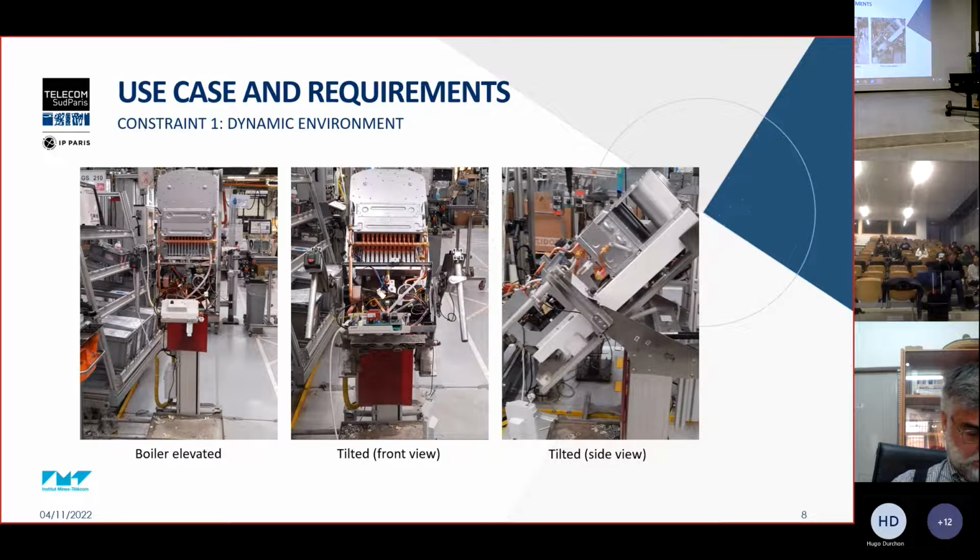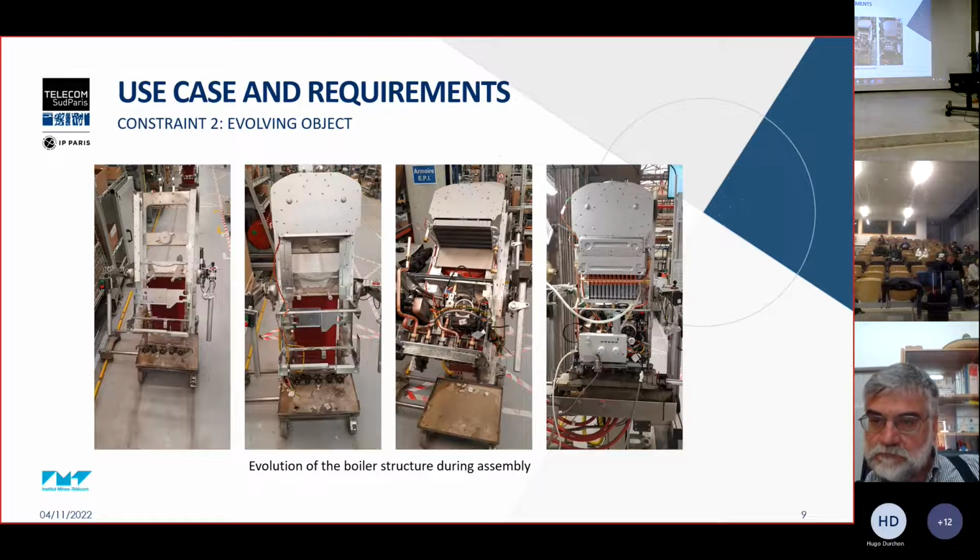So when we want to place virtual content around the boiler, when the boiler is tilted today, the virtual content will not follow the boiler. So it's an issue for the user experience. A second constraint is that the boiler is an evolving object.